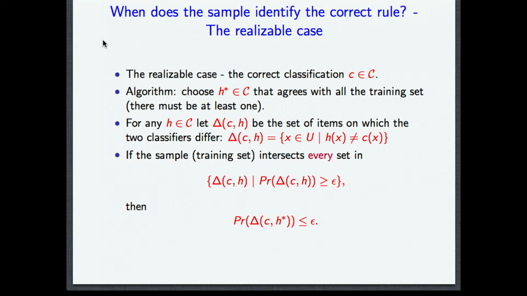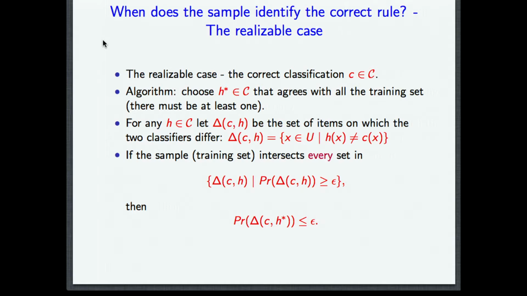Okay, so it's important for us to distinguish between two cases, and this would lead to different definitions of uniform convergence. In the realizable case, someone tells us that there is a concept in our concept class that is perfect, that is consistent with all our training set. It might be very hard to find, might be exponentially hard to find, but there is such a thing.